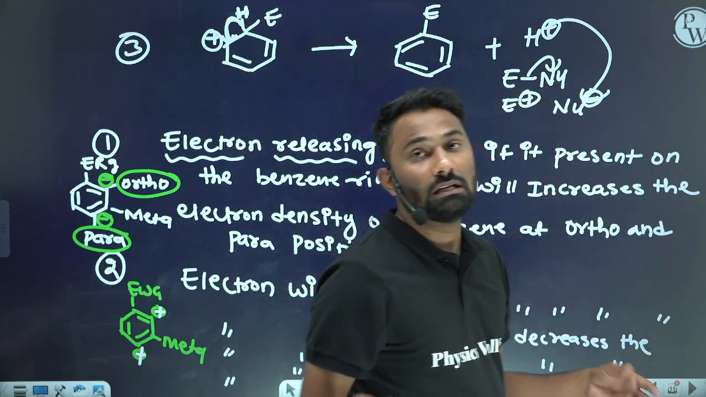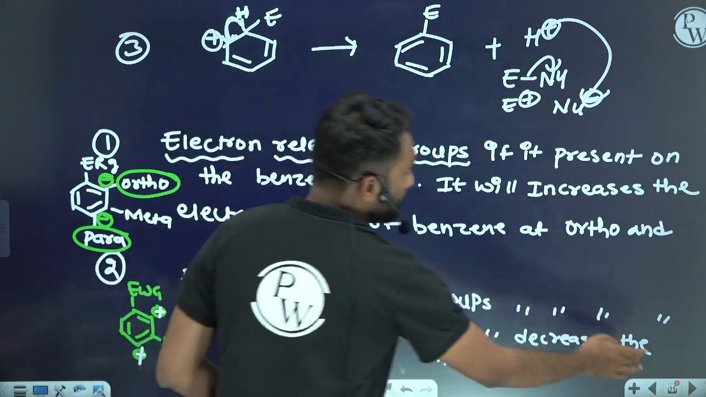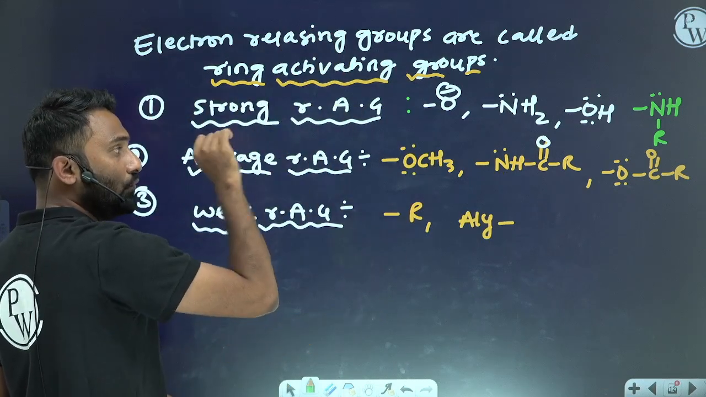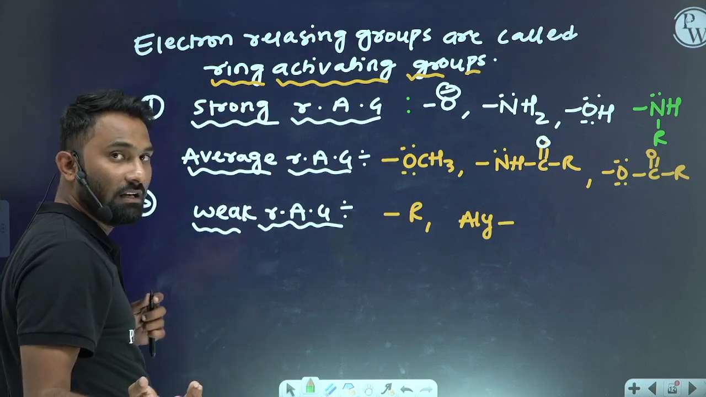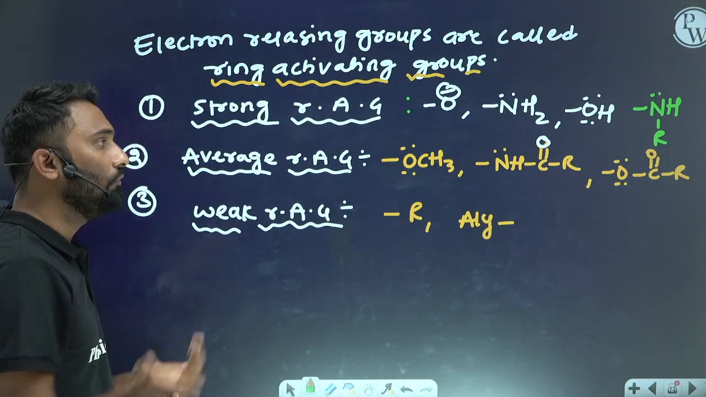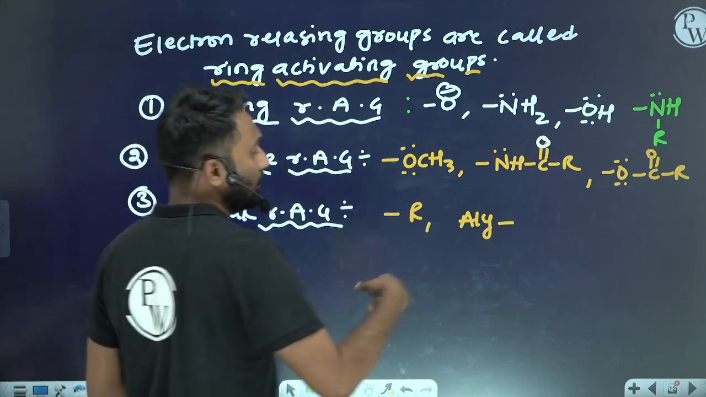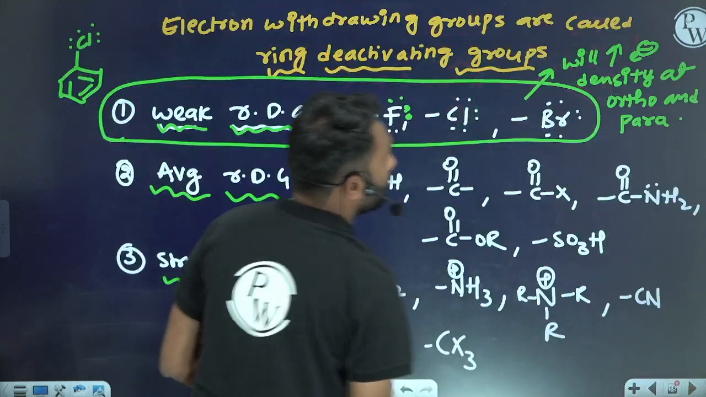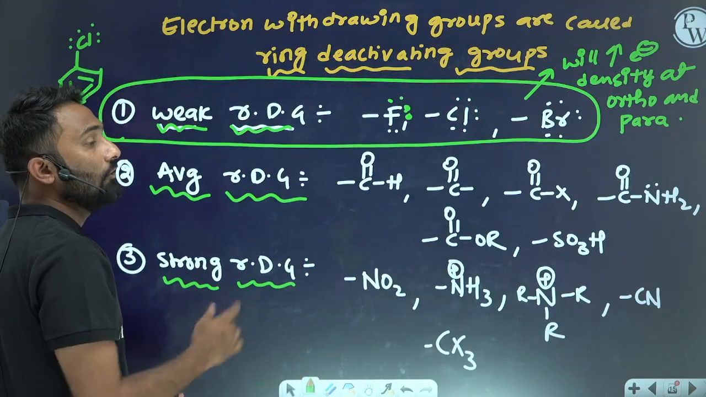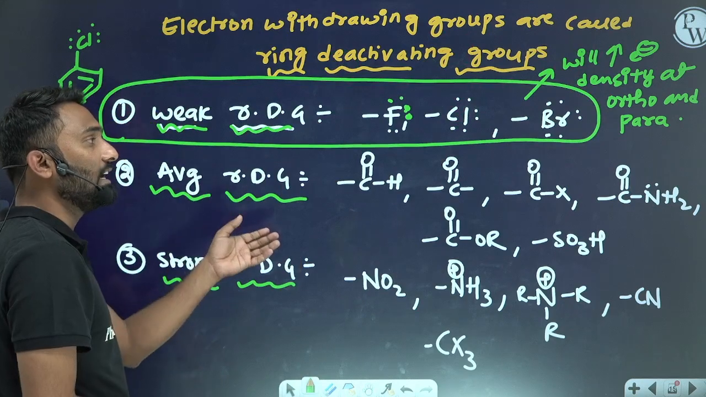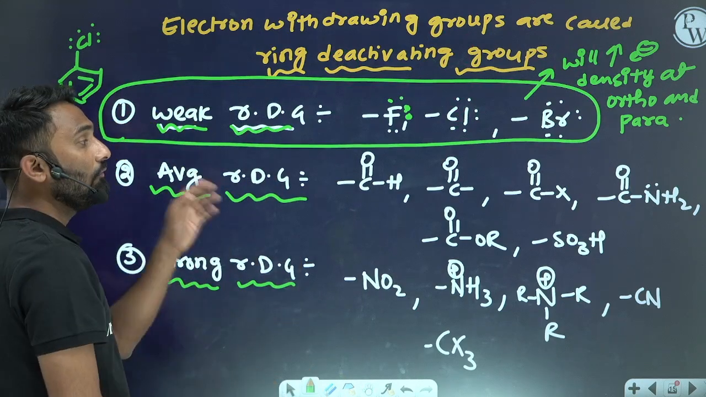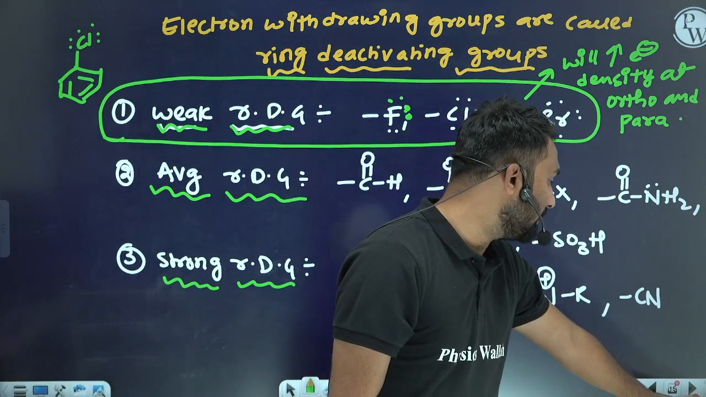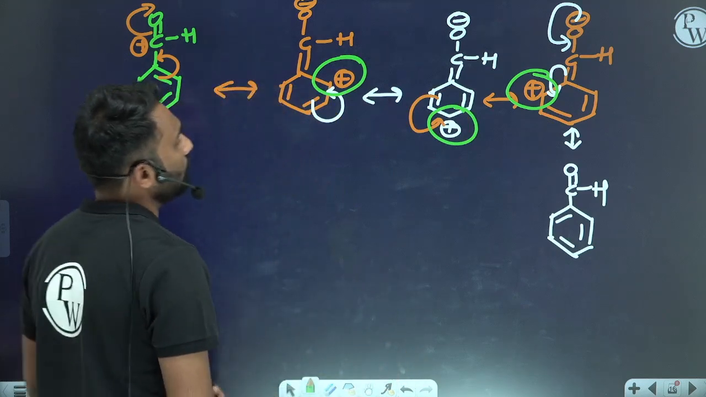To identify any electrophilic substitution reaction, these groups are very important, which will activate the ring. If these groups are present on the benzene, they increase the electron density, and that decides where the electrophile should attack. Clear? If electron withdrawing groups are present, they decrease the electron density, and that decides where the electrophile should attack. Clear? These groups are very important, and you have to remember all of this.